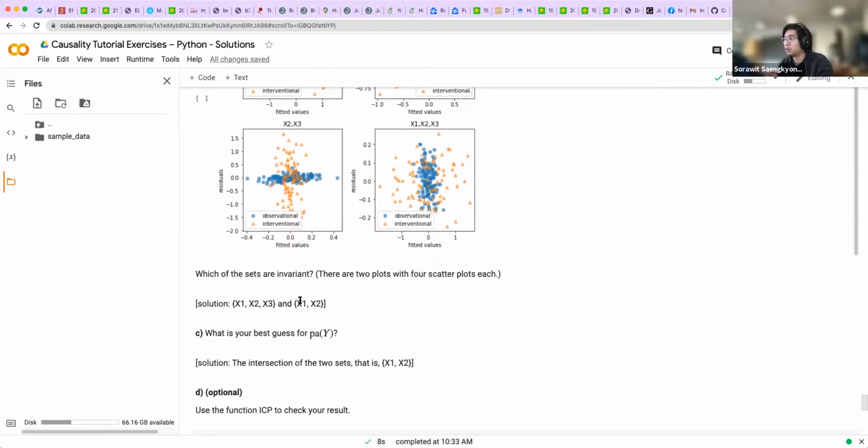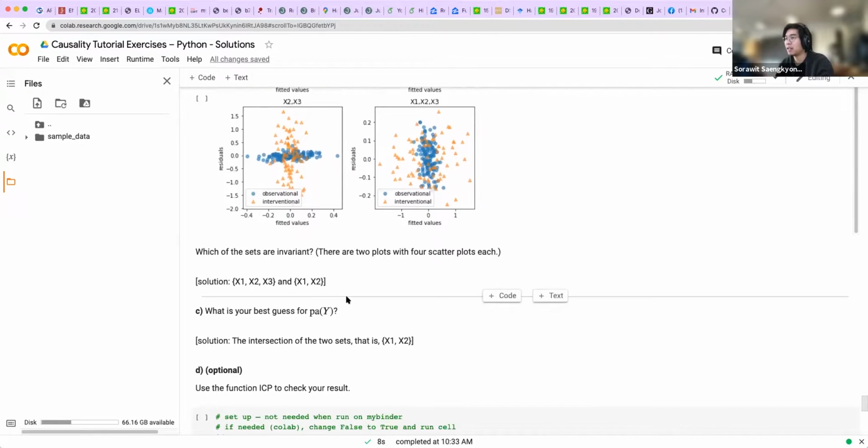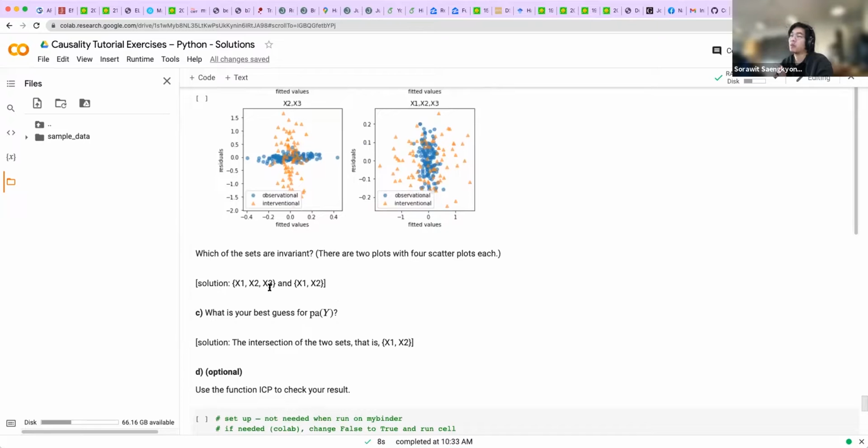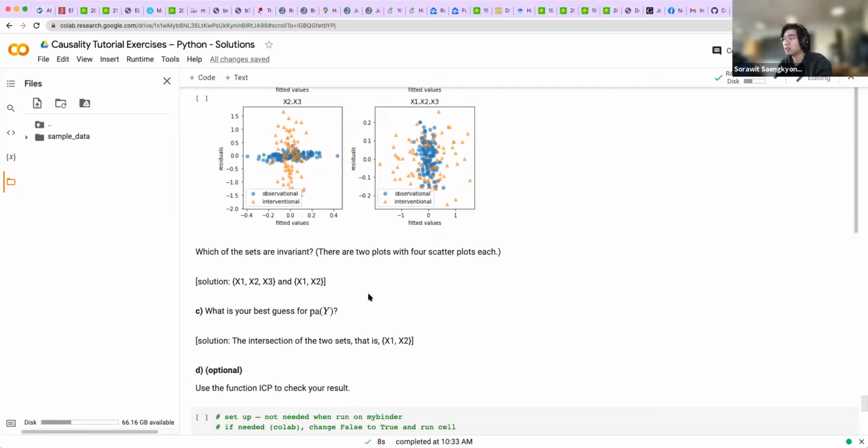And if we do ICP, then what we do is we have two options. We just need to intersect them, and the answer will be the causal parent. The answer is x1, x2. And in this case, I think this is the correct causal parent.